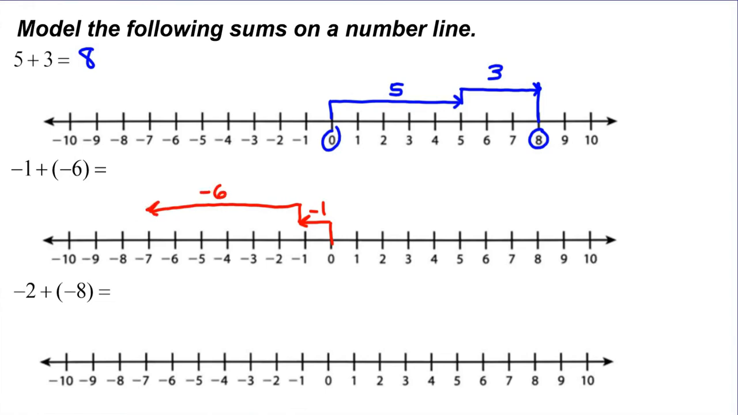That's 6 spaces to the left. And that's going to put me at an endpoint of negative 7. So negative 1 plus negative 6 is negative 7. So again, combining the values together, 1 negative plus 6 negatives is 7 negatives.